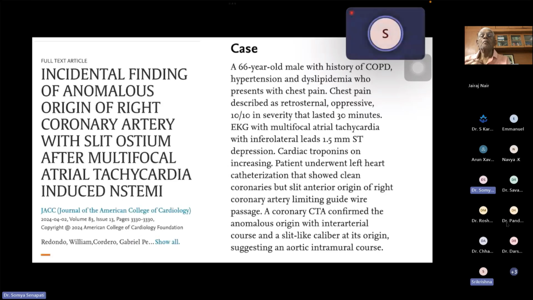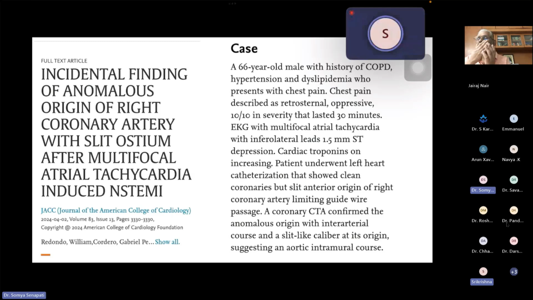The second full text article is from the Journal of the American College of Cardiology: incidental finding of anomalous origin of right coronary artery with slit ostium after multifocal atrial tachycardia induced ischemia is seen. The case goes like this: a 66-year-old male with past history of COPD, hypertension, and dyslipidemia presented with chest pain. The chest pain was described as retrosternal, oppressive, and very high in severity, which lasted for 30 minutes.